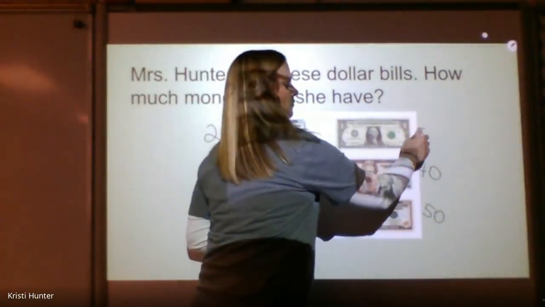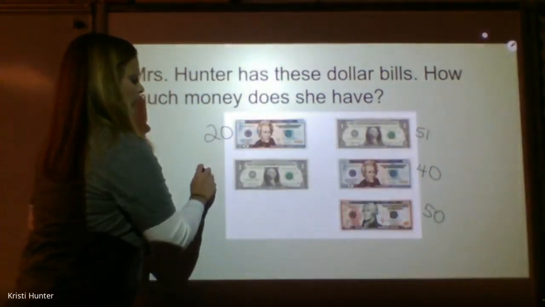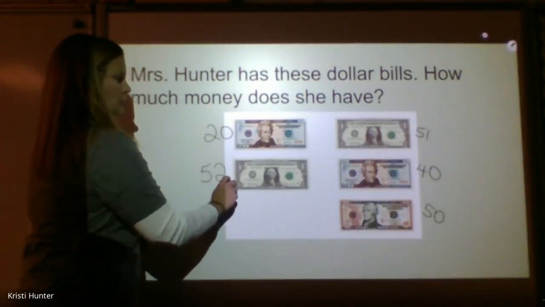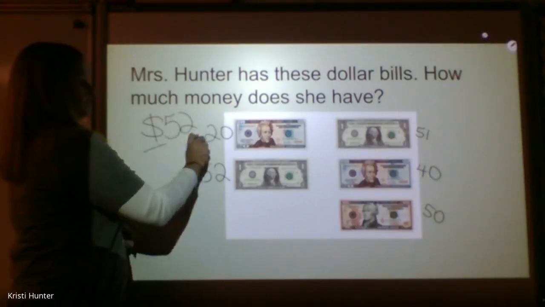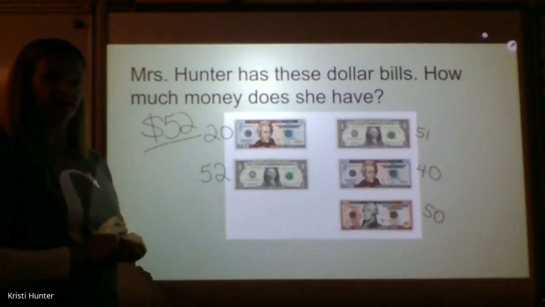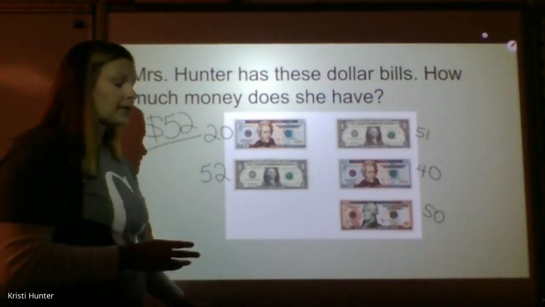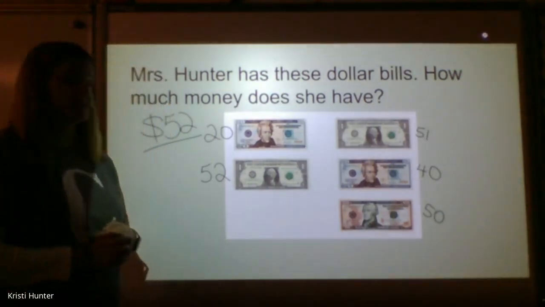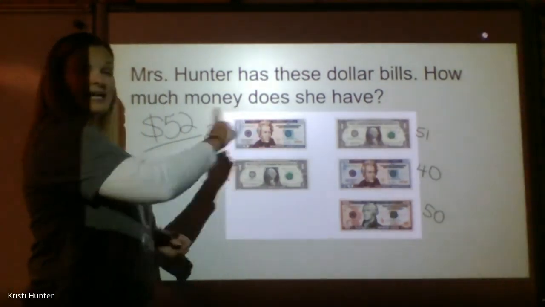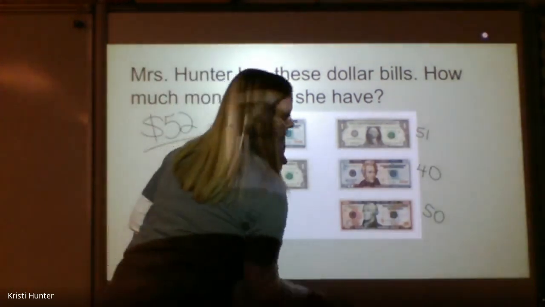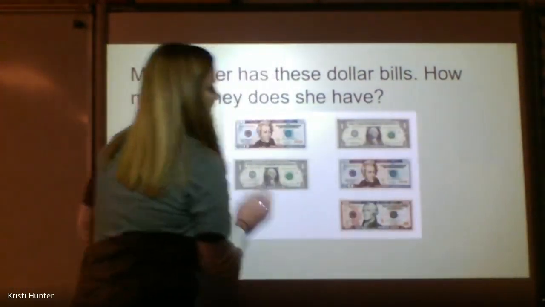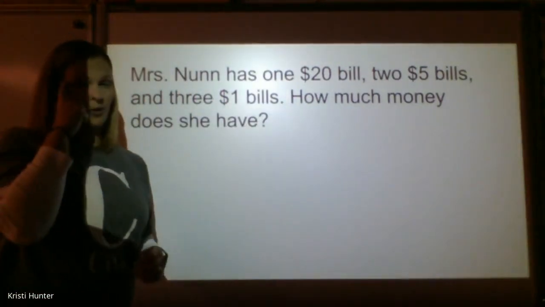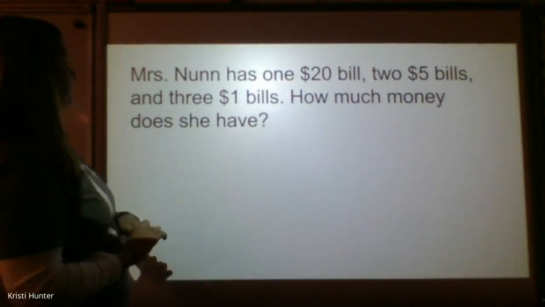Now I'm going to count my ones for my leftover bills. 50, 51, 52. So Mrs. Hunter has a total of $52. Right? So you're going to be given an assignment in just a little bit that has collections of bills like this where you're going to be counting. Now you're also going to have some problems where you have to do a little more thinking. So let's look at a couple examples.